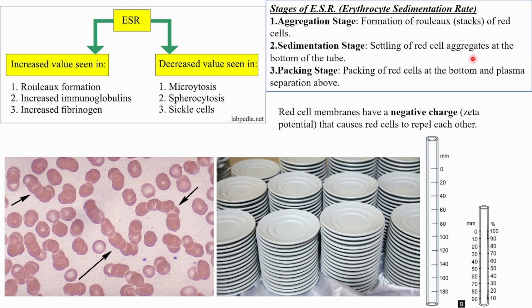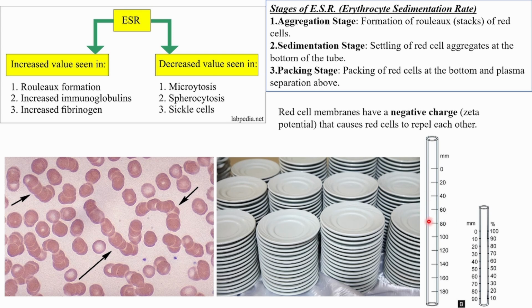And what is the rate? Rate, as we say in physics, is a change or a magnitude of change per unit time. So here we are calculating how much it has fallen down, the distance from here to here, between 0 and 1 hour. So erythrocyte sedimentation rate is nothing but the settling of the red blood cells per unit time.